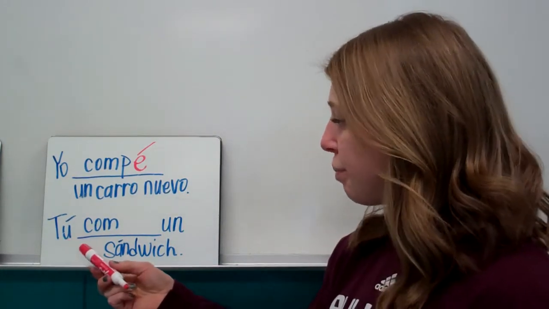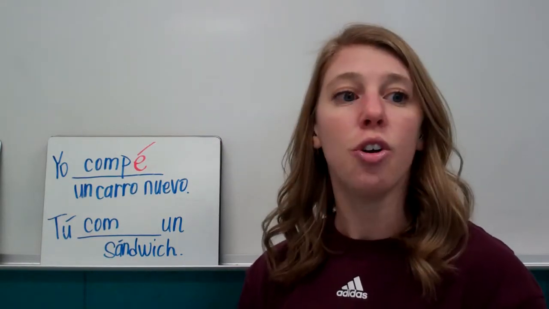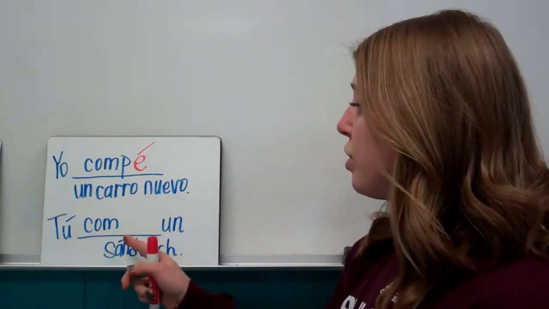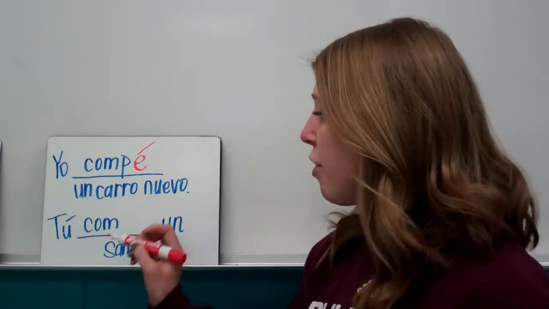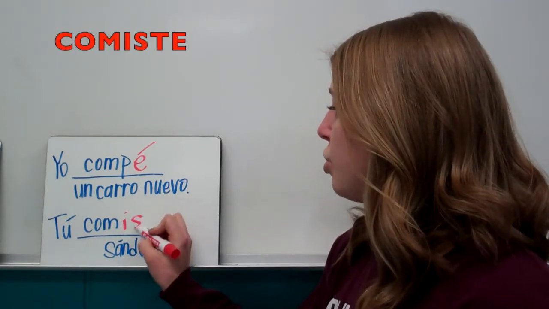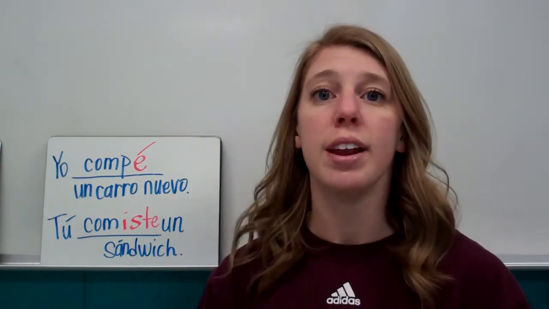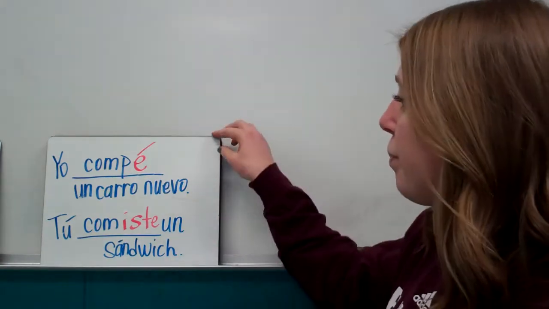Now let's look at this one. We want to say you ate a sandwich. The action is over and done with, began and ended in the past. So we're going to use the tú form of ER verbs. So we're going to do tú comiste un sándwich. So you ate a sandwich. The action is done, finished with.